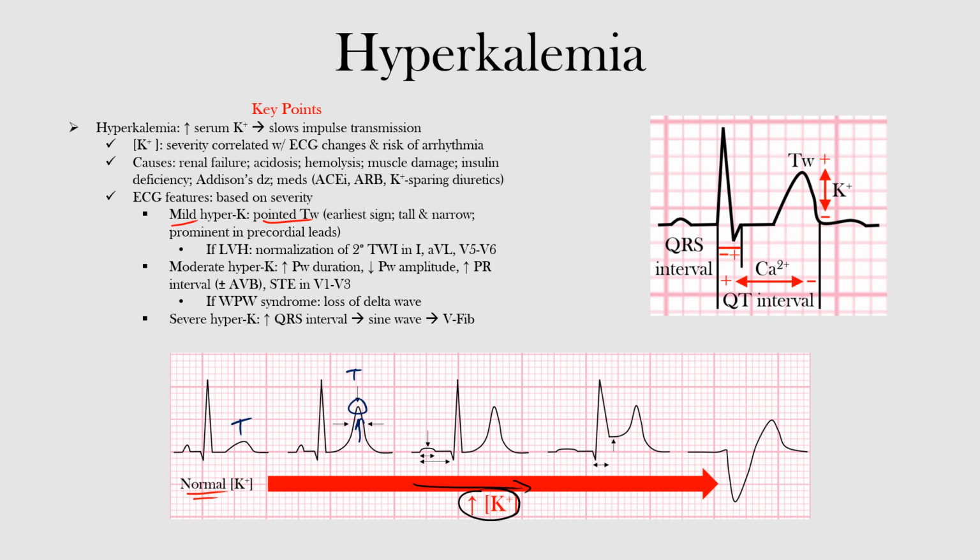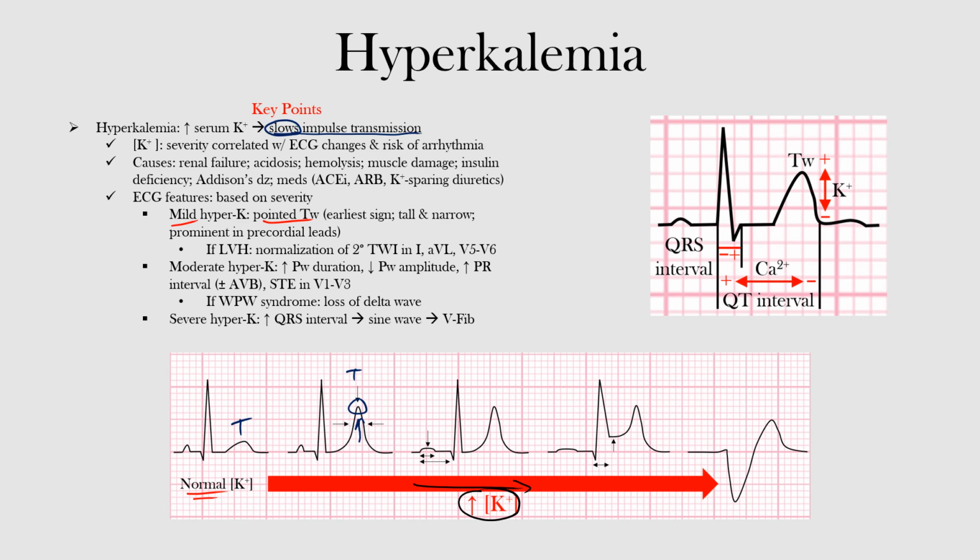In patients with WPW syndrome, which is Wolff-Parkinson-White syndrome, the delta wave that's characteristic of it from ventricular preexcitation may disappear as transmission through the accessory pathway stops. Remember, the impulse transmission is slowed throughout the heart, including any transmission through the accessory pathway. We mentioned earlier that high serum potassium levels slow impulse transmission throughout the heart. So even with the accessory pathways we see with WPW syndrome, that delta wave may be absent in those cases.